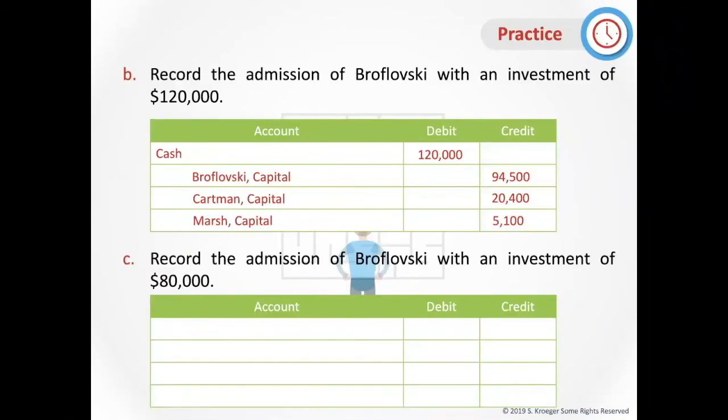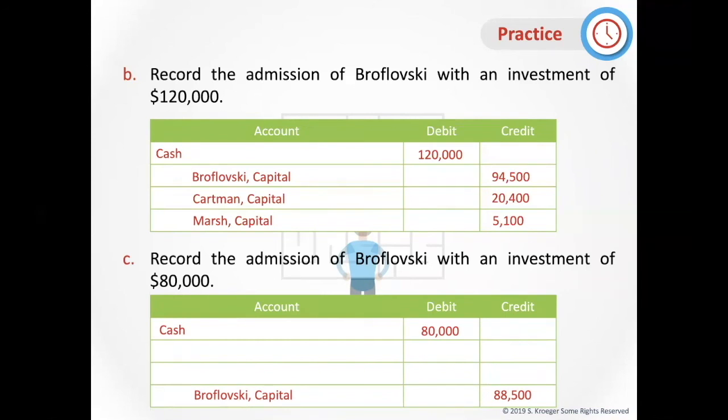The journal entry is pretty similar to part B. First, we enter the cash. How much cash is Broflovski giving the business? $80,000. Next, we have to put Broflovski's capital account on the books for the value of his investment, which we calculated to be $88,500. Remember, in this case, the cash amount is less than the capital.